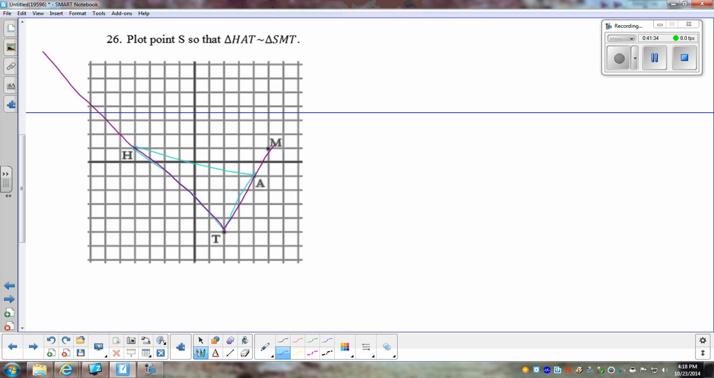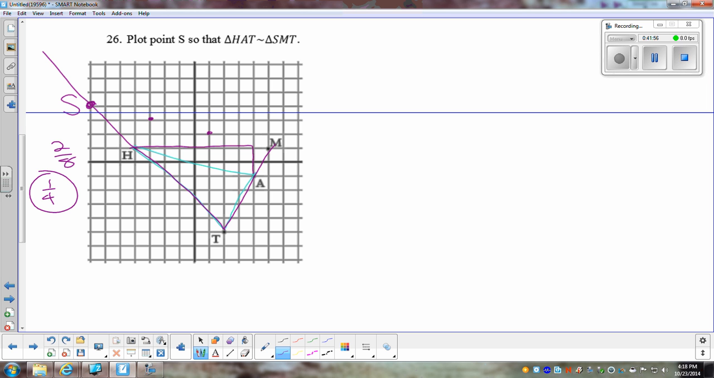So figure out my slope for AH. My slope is up 2 over 8, which is 1/4. So I'm going to go from M and do a slope of 1/4 until I get to my purple line. Up 1/4. Not there yet. Up 1/4. Not there yet. Up 1/4. I'm there. So there's point S.